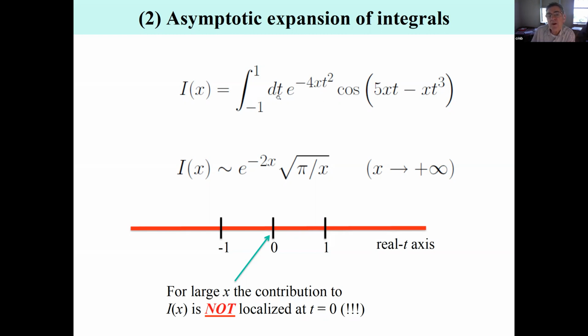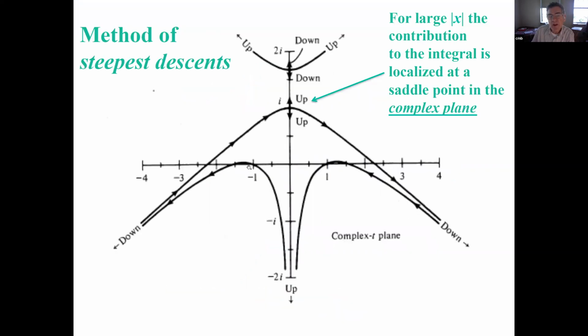Because in fact, the contribution to this integral is not localized at 0. This is a very, very difficult and subtle integral. And using Laplace's method type ideas, which I was explaining just a moment ago, that doesn't work. So what you have to do is extend the integral into the complex plane. And instead of integrating from -1 to 1, you have to follow a steepest descent path.